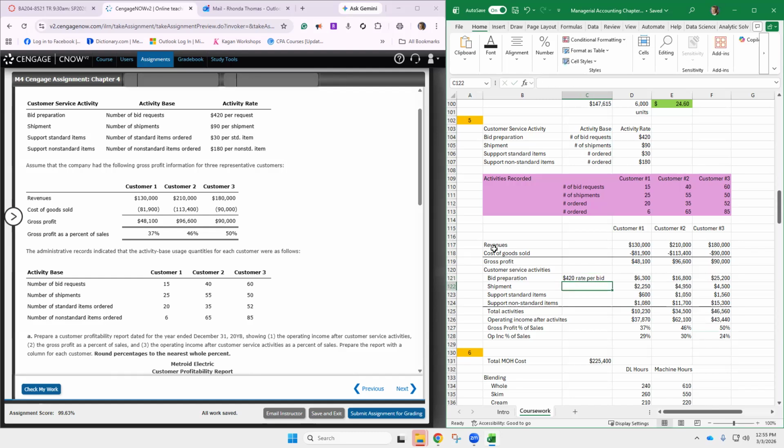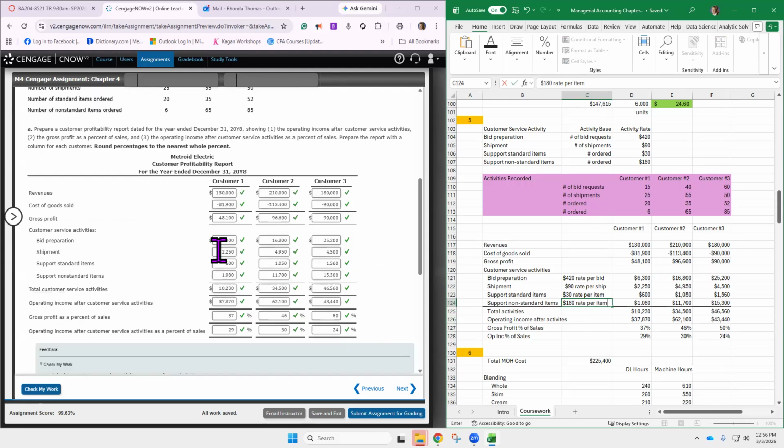Okay, we've got $90 rate per shipment. I know that's up above, and sometimes you forget it pretty quick when you've got a lot of information in a problem. So then we have $30 rate per item. And then this is the non-standard items, which is $180 rate per item. All right, so here we are, and we're going to put this information in.